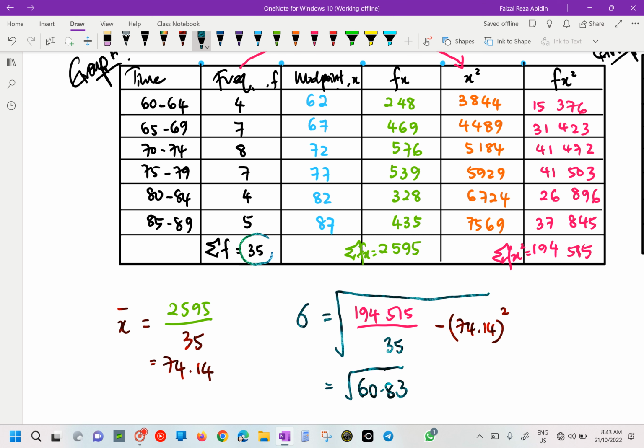Do the inside first? Yes, the inside first. 194,515 divided by 35. Then we are going to minus with 74.14 square. I got 60.83. So the square root of the answer is going to be 7.799. So 7.8. Can? 7.8. So over here we are going to get 7.8.